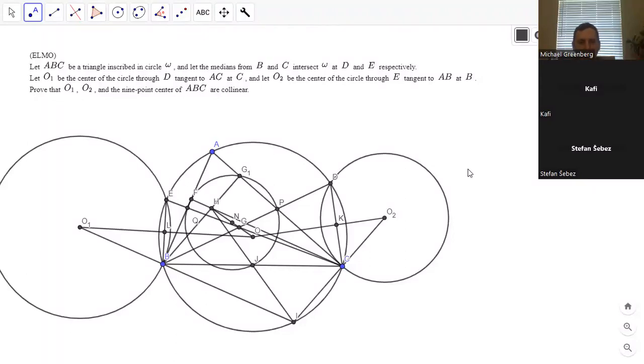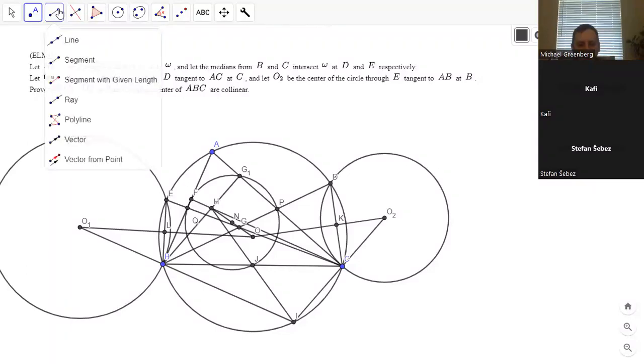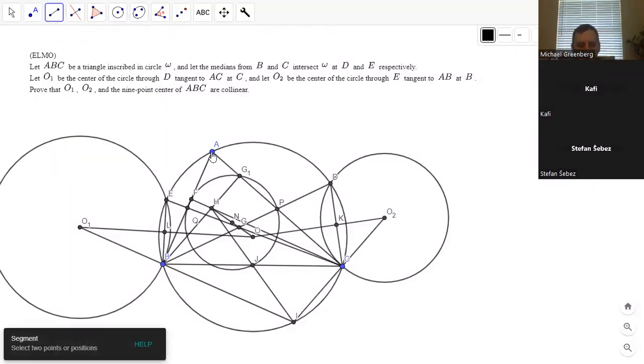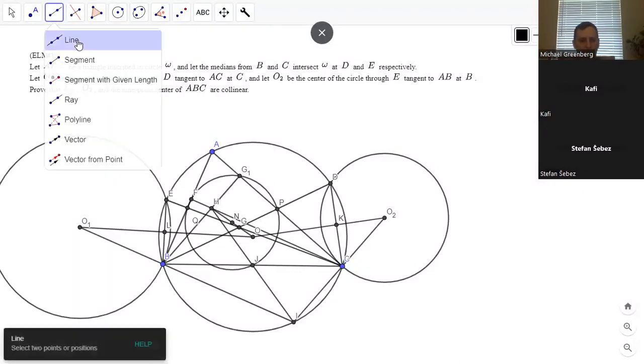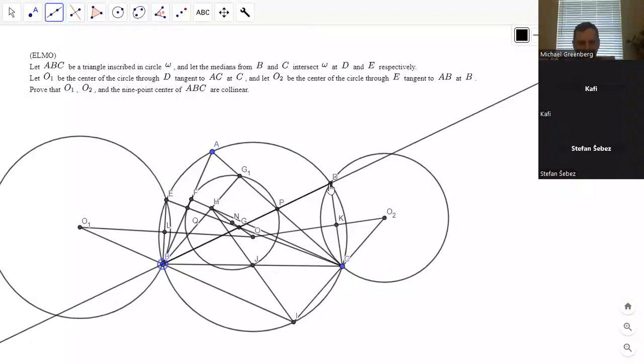So I have an idea. Okay. The idea is to intersect all the medians with those two circles. The whole line. Oh, we want 4 intersections. Okay. One, two, three, four.